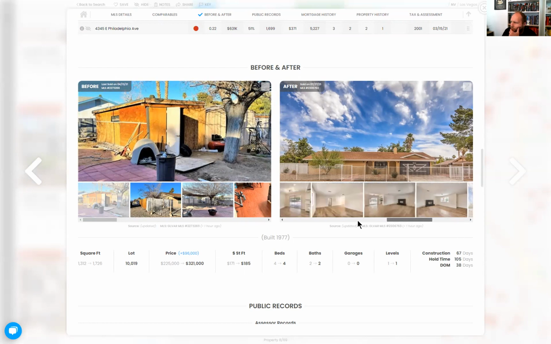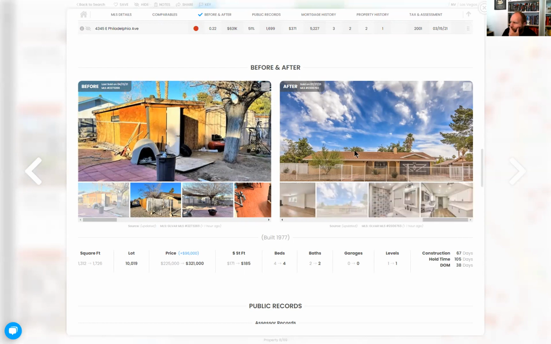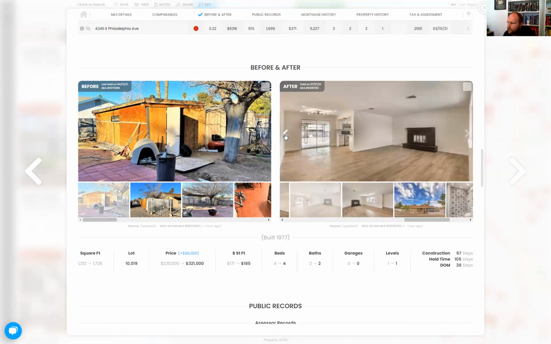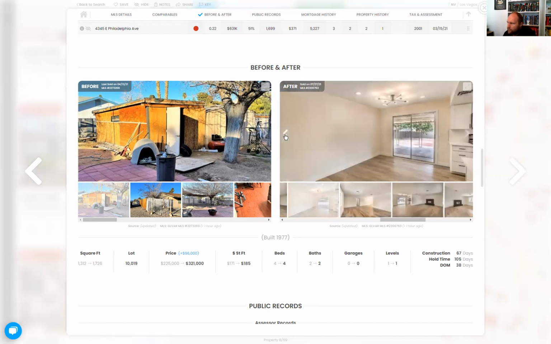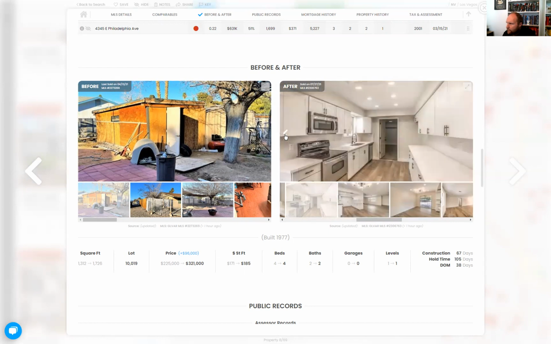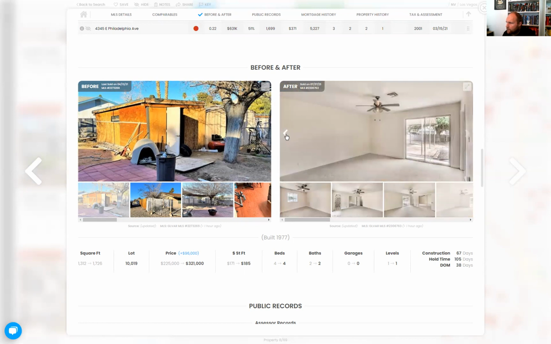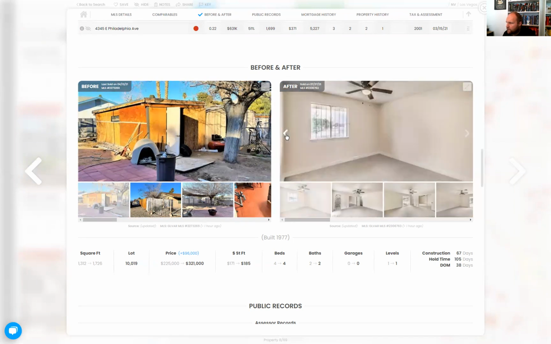But now look, if we go over here to the after pictures, we can see what it looked like after. Looks like they put new floor in, paint, fixtures, nice kitchen, right? Redid the kitchen, looks good. Looks really good. Nice clean space now.